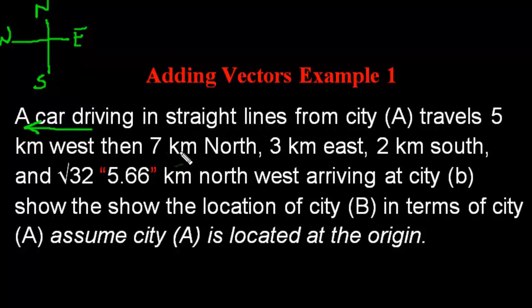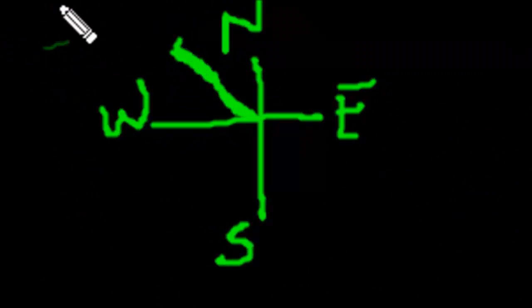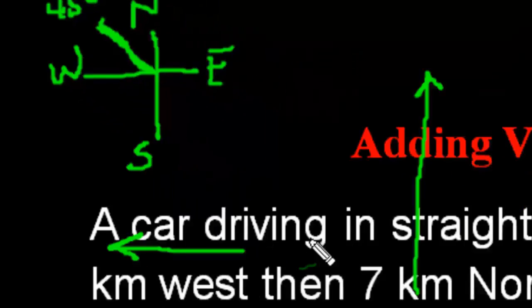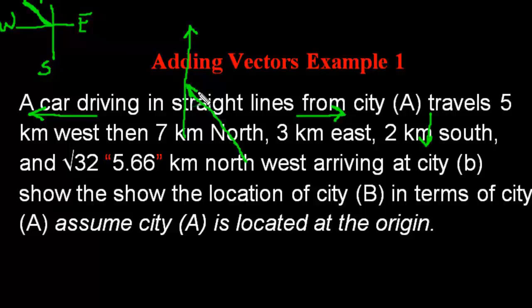Then 7 kilometers north would be a vector going in this direction. 3 kilometers east would be a vector in this direction. 2 kilometers south would be a vector in this direction. 5.66 kilometers northwest. Now this is north and this is west, and it's exactly in between. It's a 45-degree angle. So let's go back here. 5.66 would be a vector in this direction. Of course, to arrive at accurate results, we'll have to do an accurate graph.